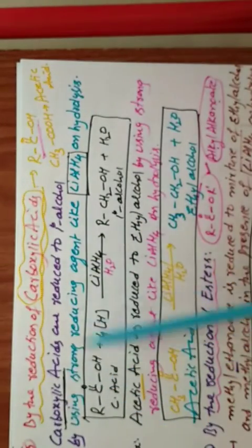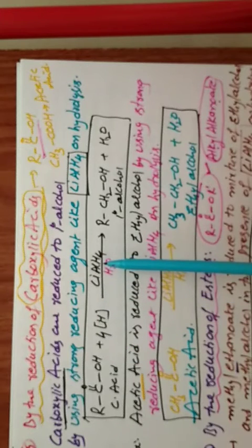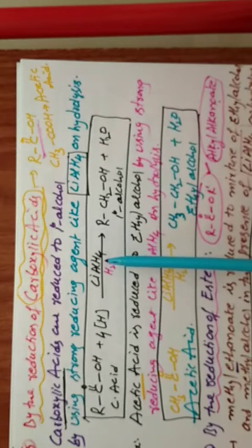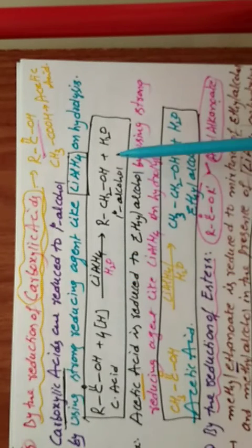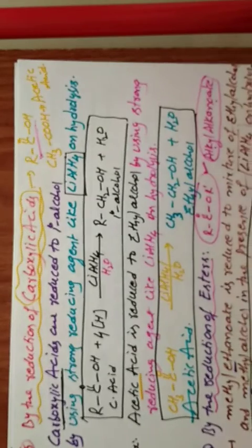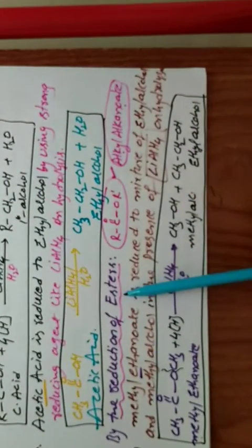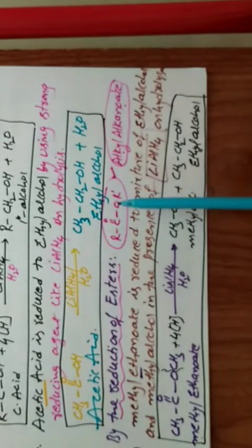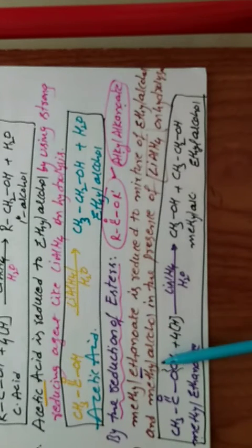In the case of carboxylic acid, it undergoes reduction only with LiAlH4 because this is the strong reducing agent. We can get primary alcohol. Example, acetic acid gives ethyl alcohol. So by the reduction of esters, R–C=O–OR'. Example, methyl ethanoate. Here the bond will be broken. This is one type of alcohol, and the remaining part gives another type of alcohol, a mixture, with LiAlH4.